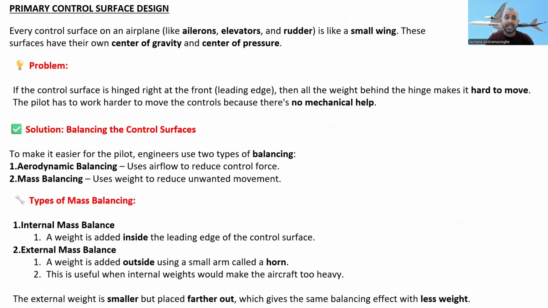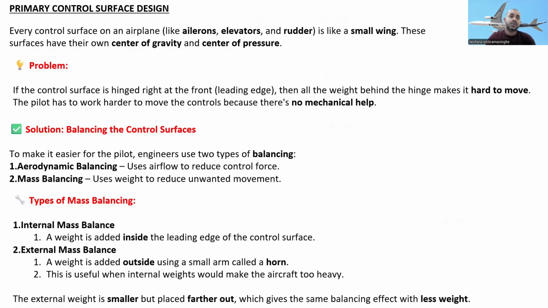The solution is balancing the control surfaces. We have to balance the control surfaces. To make it easier for the pilot, engineers use two types of balancing. Number one is aerodynamic balancing, which uses the airflow to reduce the control force. And the second one is mass balancing. Mass balancing uses weight to reduce unwanted movements.